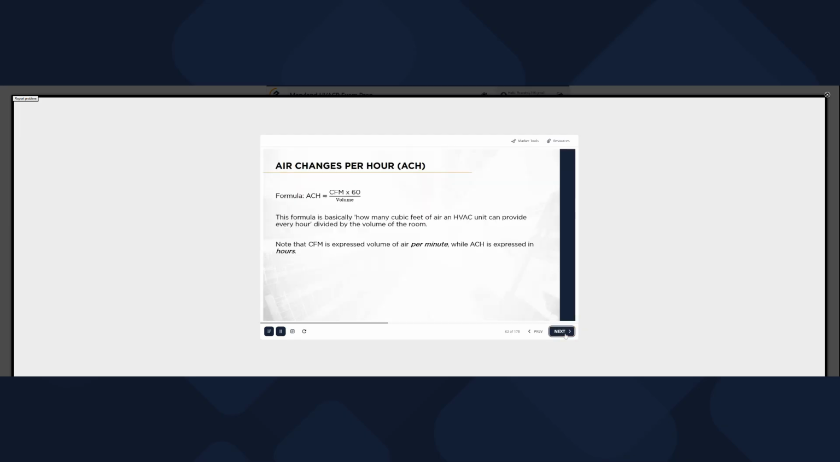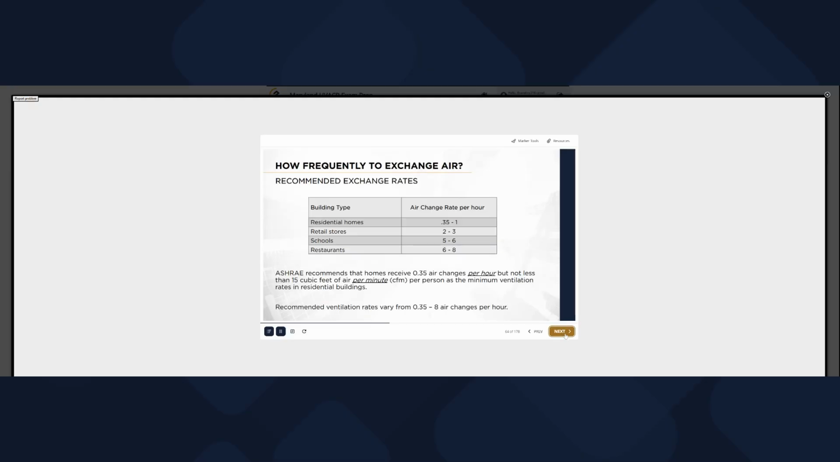Air changes per hour, ACH. The formula for air changes per hour is cubic feet per minute times 60 divided by volume. This formula is basically how many cubic feet of air an HVAC unit can provide every hour divided by the volume of the room. Note that CFM is expressed as volume of air per minute, while ACH is expressed in hours. How frequently should air be exchanged?